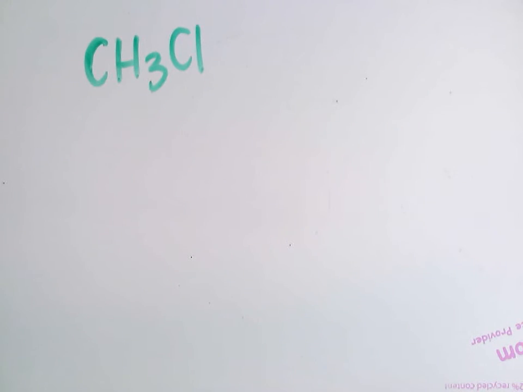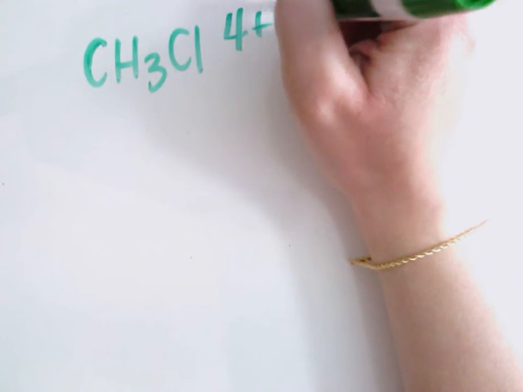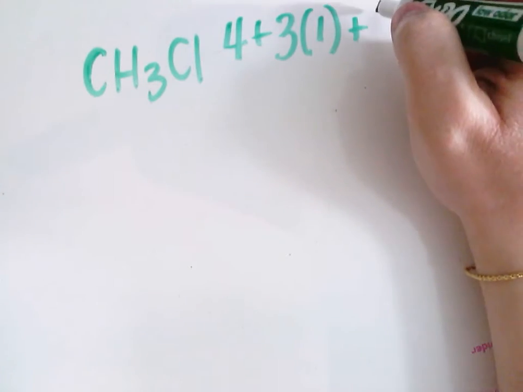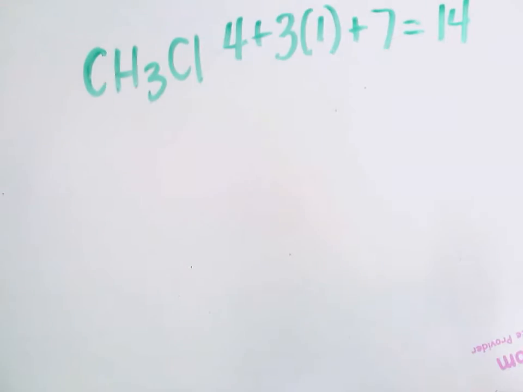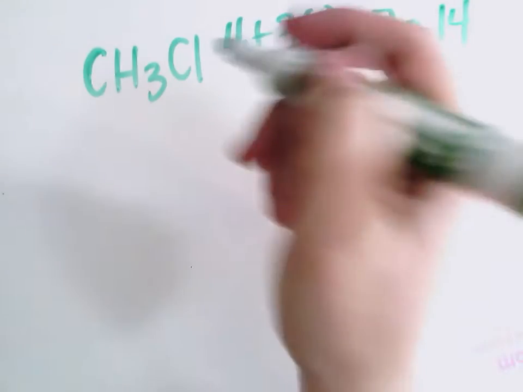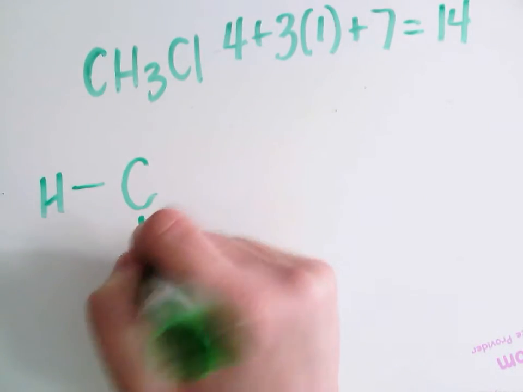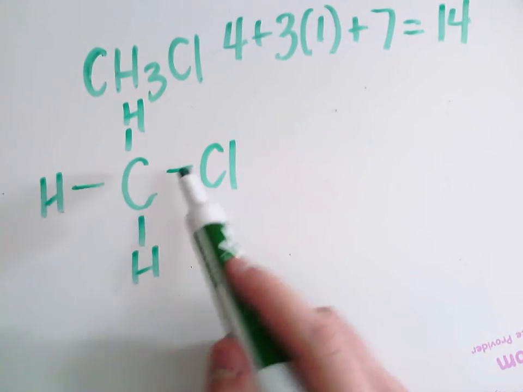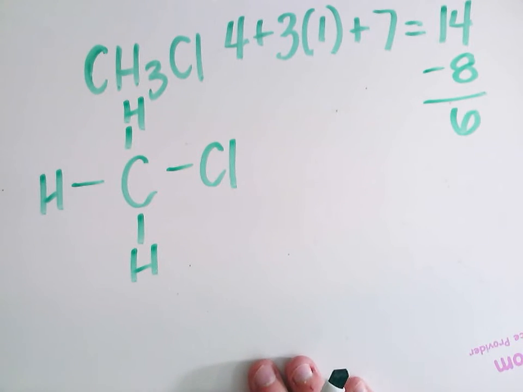CH3Cl. So carbon brings 4 valence electrons, plus I have 3 hydrogens, each bringing 1 valence electron, plus I have my chlorine, which is bringing 7 valence electrons. So total I have 14 to work with. Remember, if carbon is there, we're always putting carbon in the middle. I'm going to go ahead and bond my 3 hydrogens and my chlorine. And that's 2, 4, 6, 8. And that leaves me with 6 valence electrons to put somewhere.